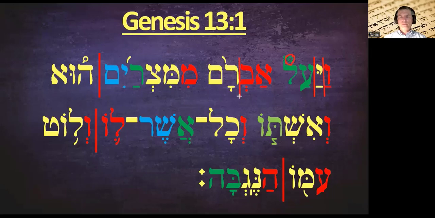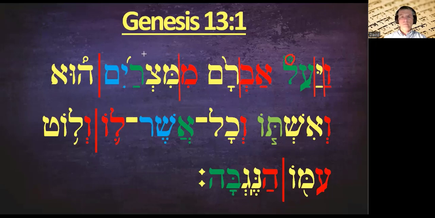Next word is divided into 2 syllables. It is pronounced Avram. Avram is the name of our patriarch, Abram or Abraham, or his name became Abraham. He was called Avram, which means exalted father. So Vaya'al, Avram, put those 2 words together. We translate it into English, and Avram ascended.